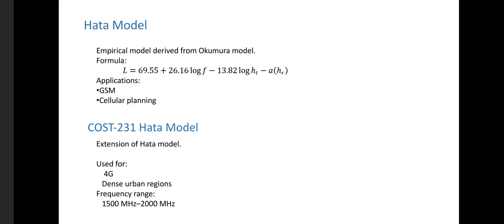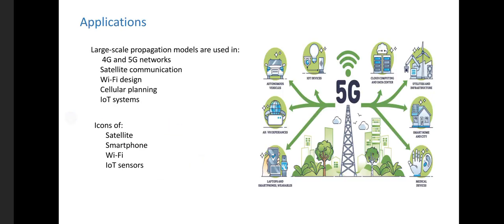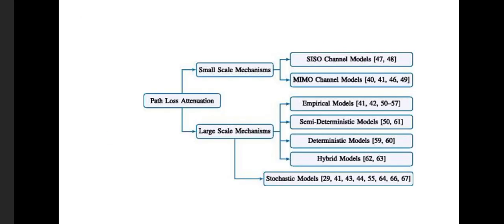It is used for 4G dense urban regions, and since the range given is 1500 MHz to 2000 MHz, it can easily be suitable for sub 6 GHz also. And these are all the applications of these models: 4G, 5G, satellite, Wi-Fi design, cellular planning, and IoT systems. And these are exclusively meant for satellite, smartphone, Wi-Fi, and IoT sensors.